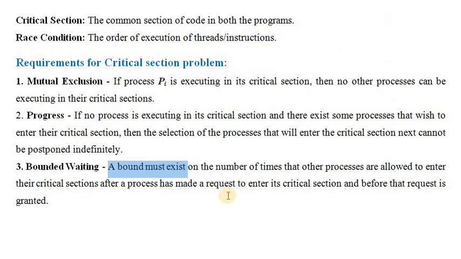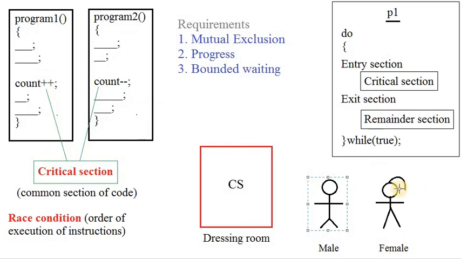And here there is one more point. That means the critical section, after a process has made a request to enter its critical section and before that request is granted. Right here, in this bounding mechanism, the other person should wait for a number of times. And here we should know how much time the second person should wait. So that is called bounded waiting. And here the second person should not wait indefinitely. That means there should be a bound.